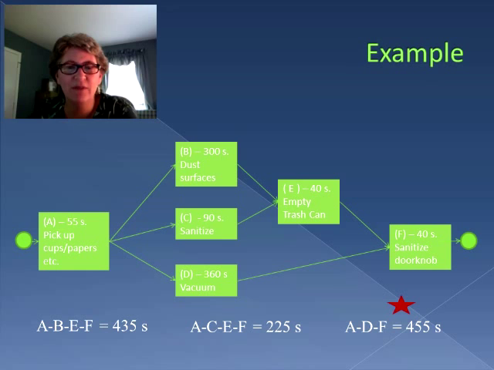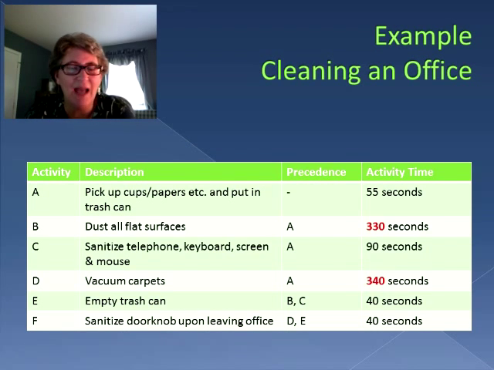But what happens if activity times change? Here, activity B has been increased. We went from 300 seconds to 330 seconds. And vacuuming the carpets went down by 20 seconds from 360 to 340. Let's see what kind of impact that has on our process flow diagram and our critical path.